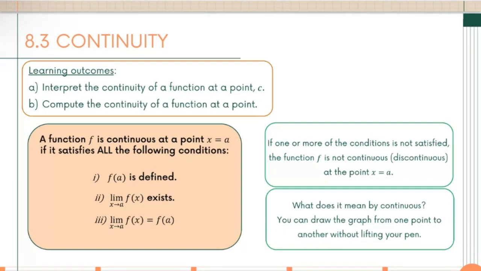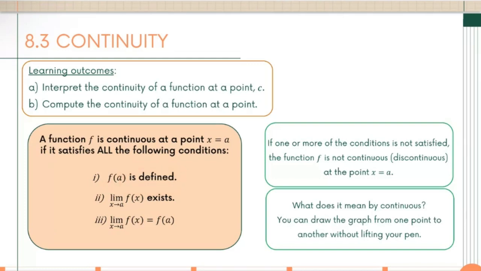Okay, continuity ni dia ada 3 syarat. Then it must satisfy all the conditions. Okay, so what are the conditions? The first one is f of a is defined. So what does it mean by f of a is defined? So when we substitute the value of a into our function, we can get the value of y. So that is what meant by defined.